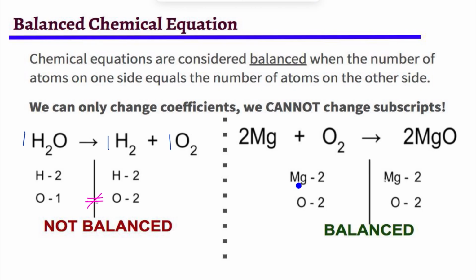And so if we look over here, this one has a 2 in front of that magnesium, so that 2 times 1, 2 magnesiums. We have a 1 in front over here, 1 times 2, 2 oxygens. If we look on the other side then, this 2 here, each of these has a 1. 2 times 1 is 2. Our magnesiums are equal. Our oxygens are equal, which means that this is a balanced reaction.